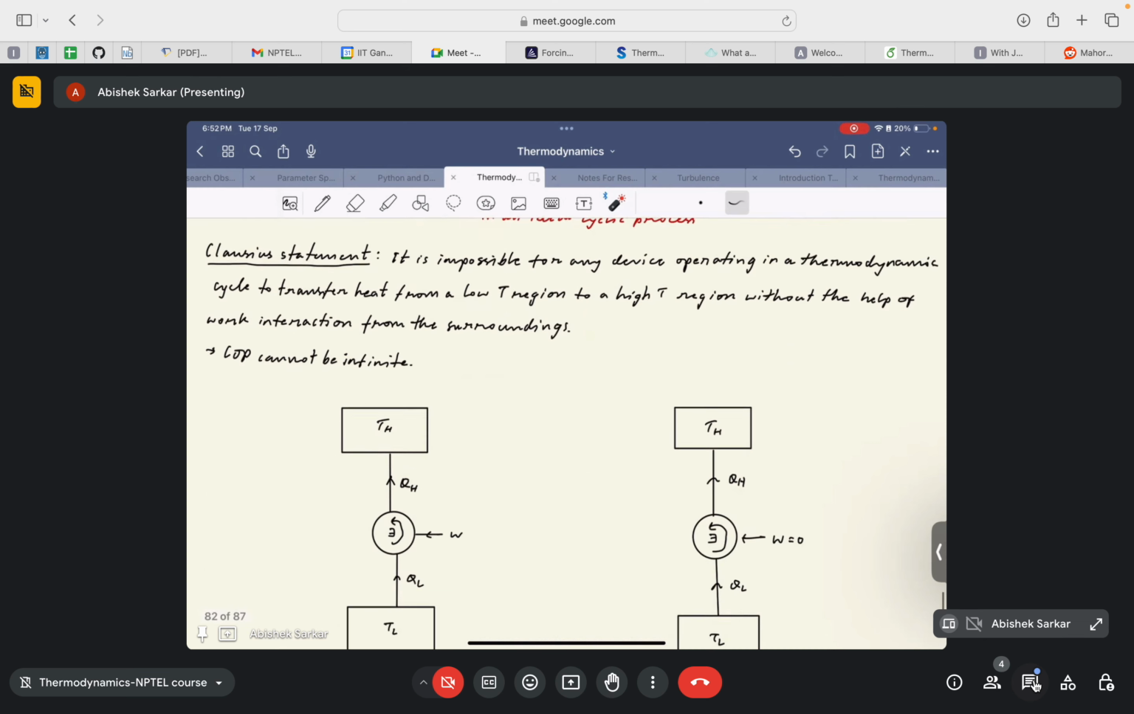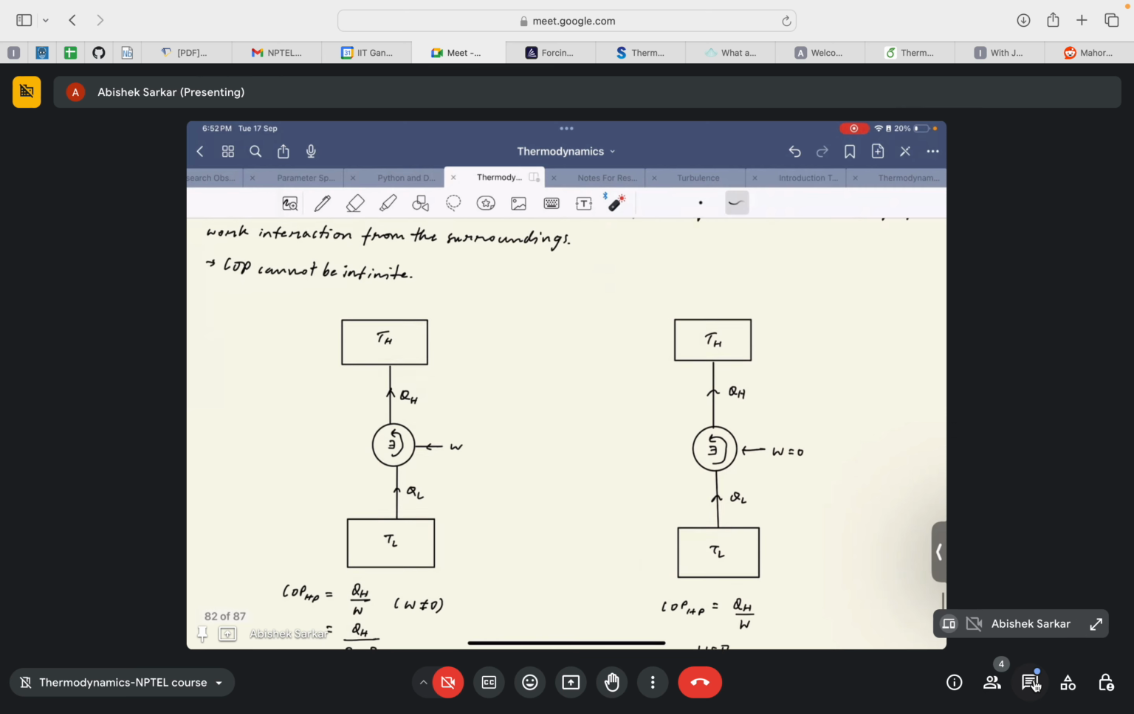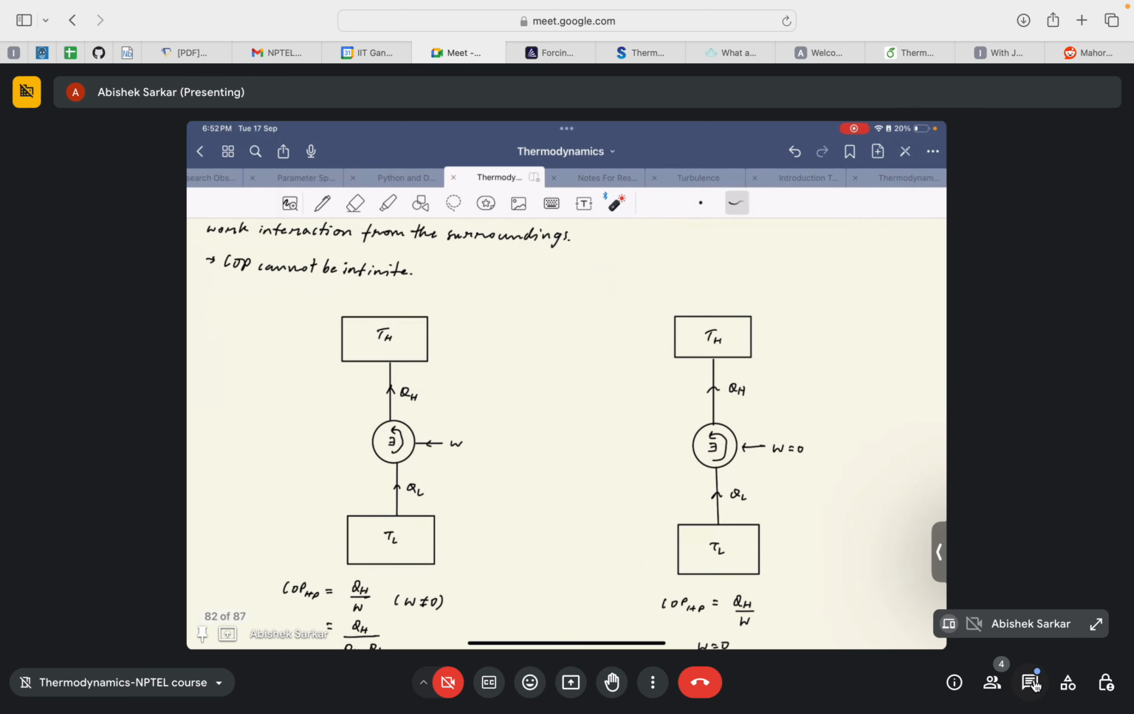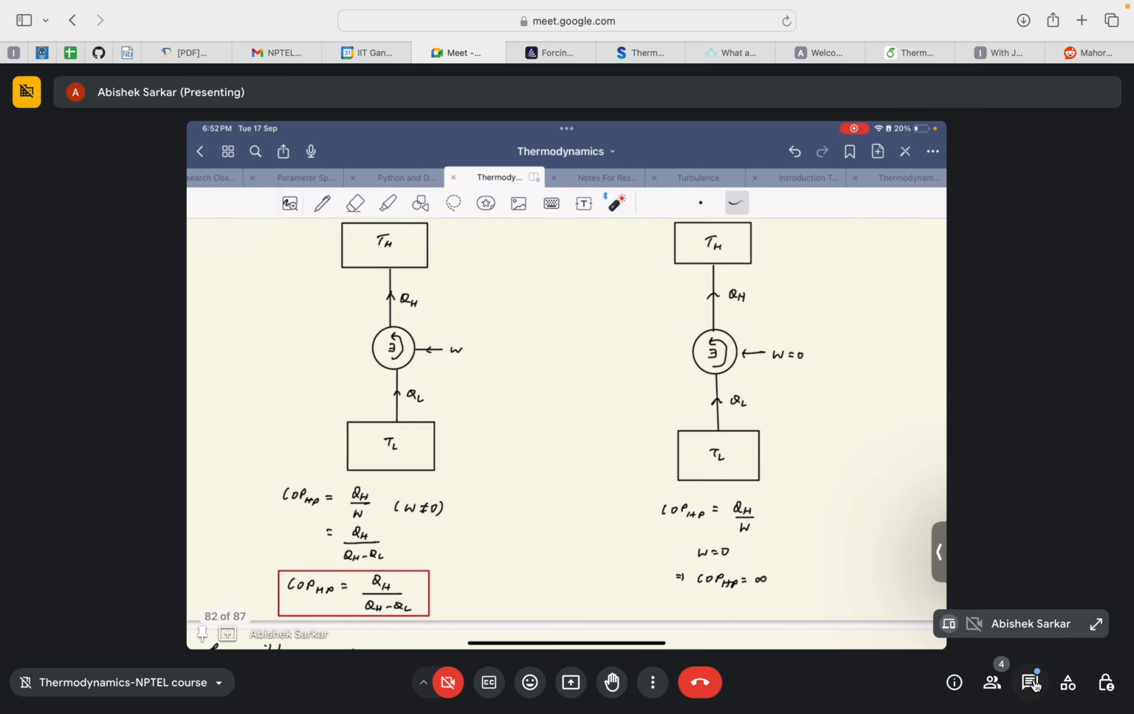Okay, so let us consider a system that violates the Clausius statement. In that case, we are transferring heat from a lower temperature region to a higher temperature region using a heat pump without any work input. So the COP of the heat pump is QH by W, and since W is equal to 0, the COP of HP is infinity, which again is not possible. We will tell you why.